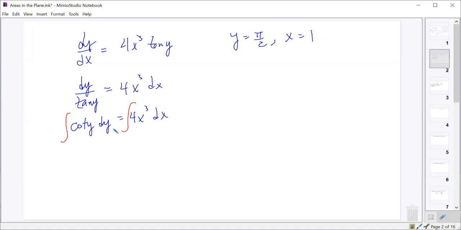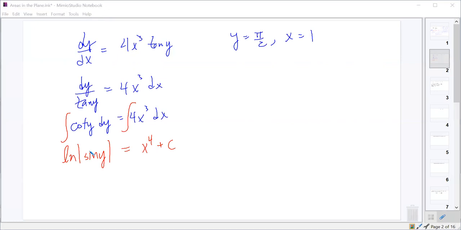Natural log of absolute value of sine y. Exactly. Natural log absolute value sine y. And then on this side, that just becomes x to the 4th plus a constant. And if you didn't memorize that rule for the integral of cotangent, that's fine. Just know that you need to write it as cosine over sine, let u equal sine, and then do your integration using the u substitution.